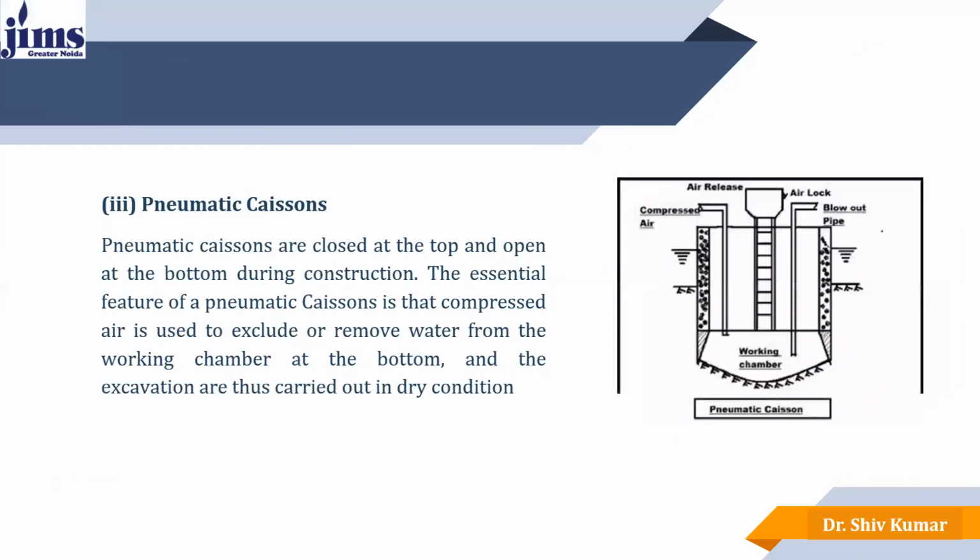The last one is the pneumatic caisson. The pneumatic caissons are closed at the top and open at the bottom during construction. The essential feature of the pneumatic caisson is that compressed air is used to exclude or remove water from the working chamber at the bottom, and the excavation is thus carried out in dry condition. So here we can see that we have provided a pipe which is providing the compressed air in the working chamber, and the blowout pipe helps to drain out the liquid or water from the working chamber.